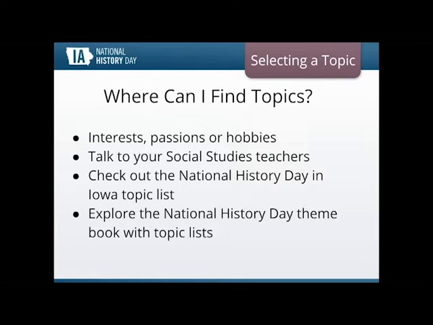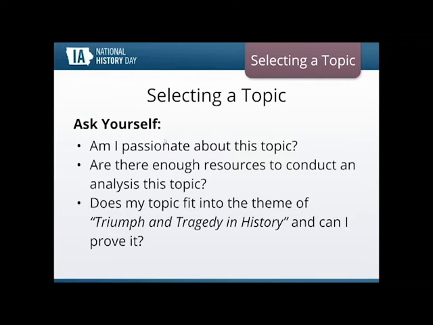Explore the National History Day theme book with topic lists. You can find this on the official National History Day page. They do have the theme book out, and it has a great list of national and world-focused topics. But before you actually confirm what your topic is, I want you to ask yourself a couple questions. So before you start digging into research, make sure you can answer these questions.